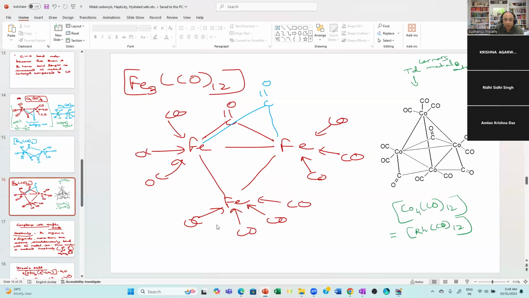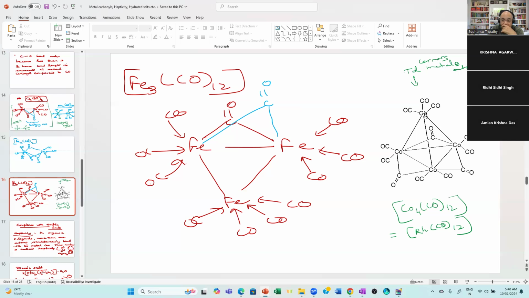But the other one, which has no bridging, which has only a metal-metal bond but no bridging carbonyl, is bonded with 4 carbon monoxide. But that is not the case with Co4(CO)12. In this, Co4(CO)12, you find there is a tetrahedron where the corners are occupied by cobalt atoms. The corners of the tetrahedron are occupied by cobalt atoms.